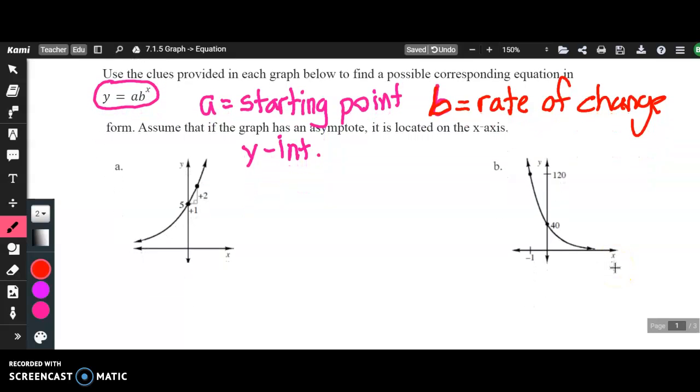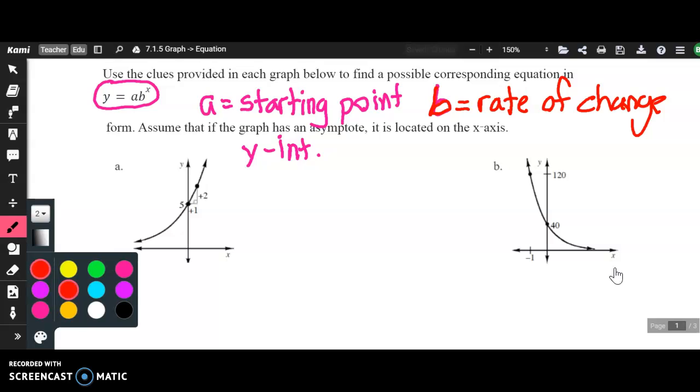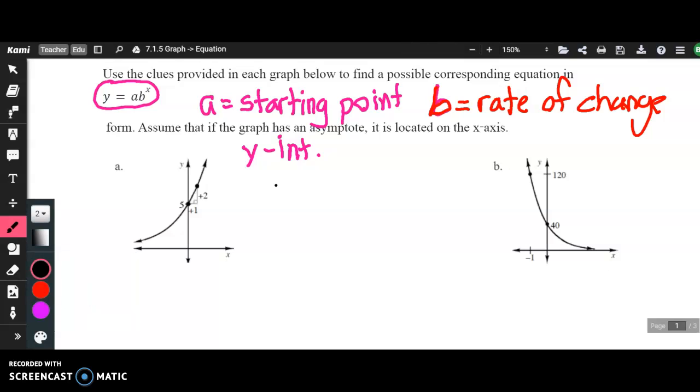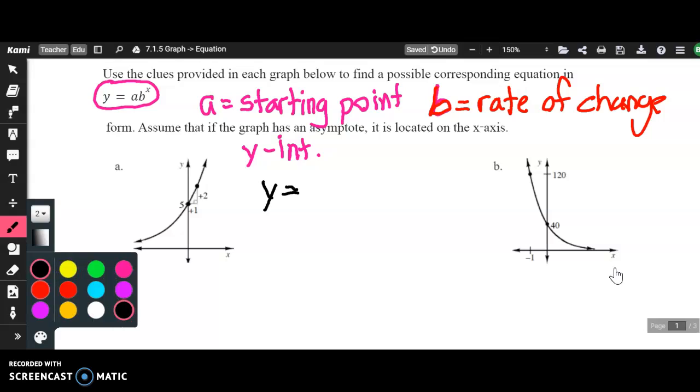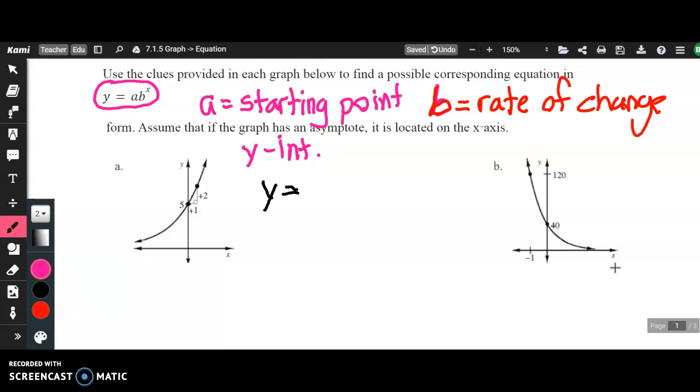I have a graph that looks like it goes through 5 and that the next point is at over 1 and up 2. Well, the first thing that I can think of here is that if I wanted to start my equation, y equals, I got to think first of my A, my starting point or my y-intercept. In this case, looks like my y-intercept or the line is going through the point 5 on the y-axis.